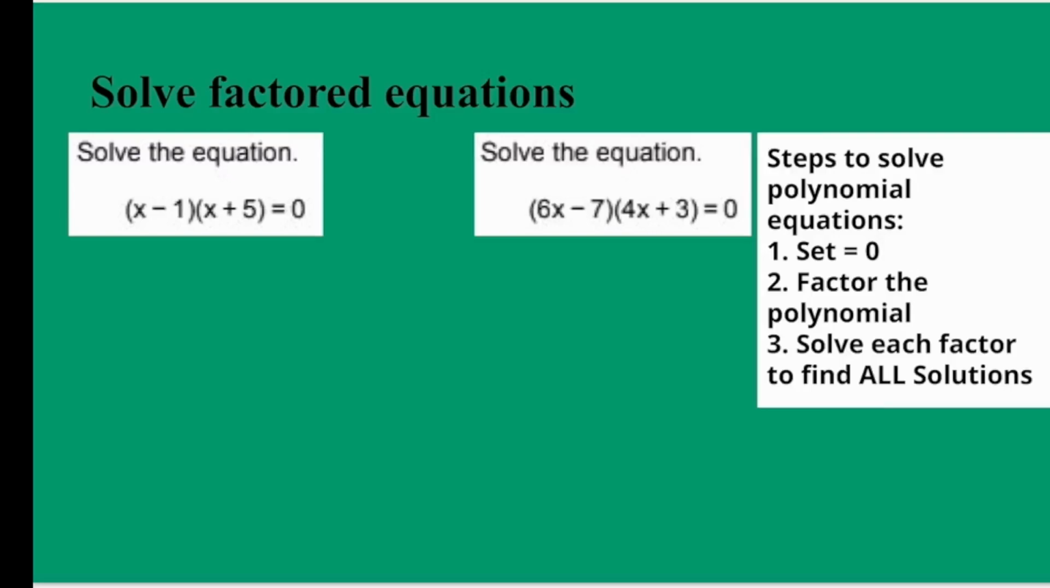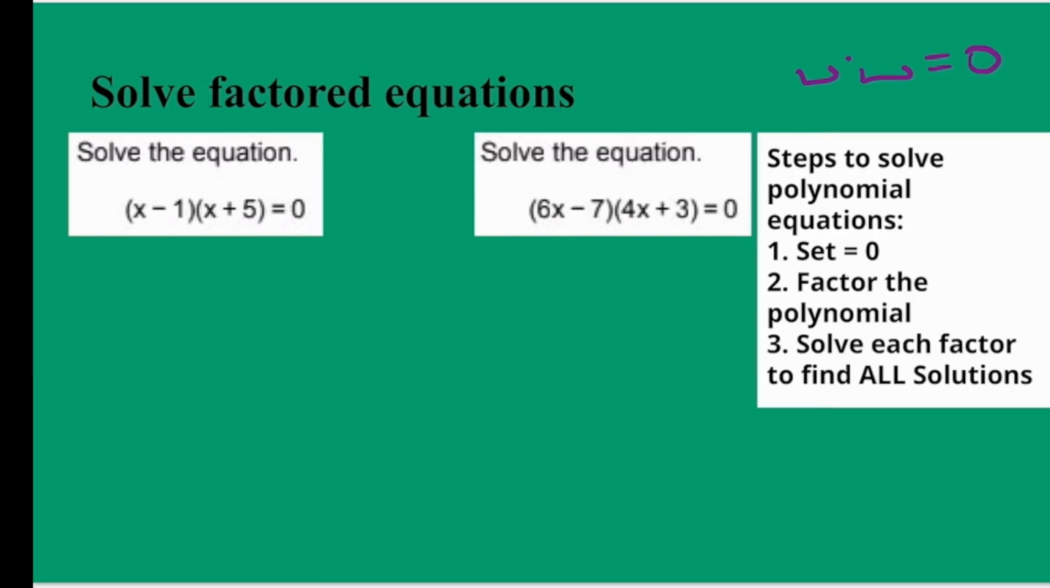Solve factored equations. The steps to solving polynomial equations: you want to get an equation equal to 0, then factor it, and then solve for each of those factors. You're using what's called the zero product property. If you multiply things and your answer is 0, one of those pieces has to be 0 in order for the answer to be 0.